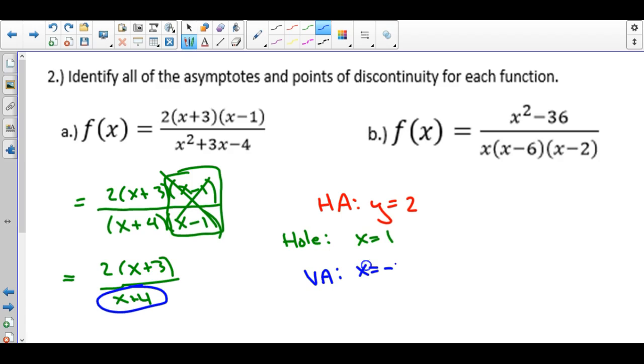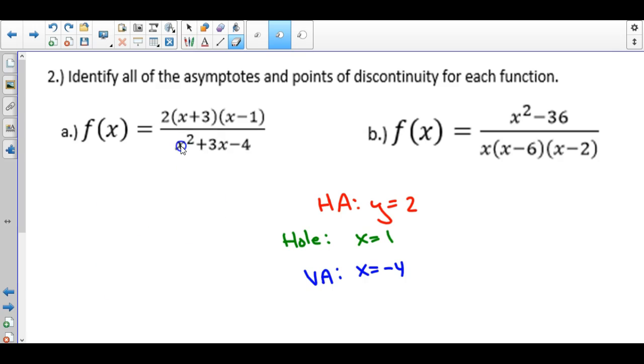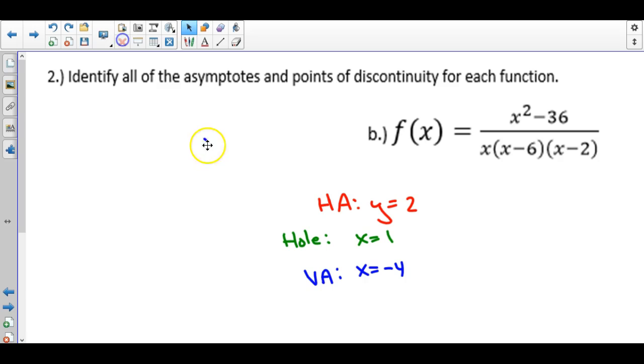And that value is going to be at x equals negative 4. So these are my two asymptotes and my one point of discontinuity for this function. So what I'm going to do is save myself some room for the next one. Let me just delete some of this, and then I'm just going to get rid of this.